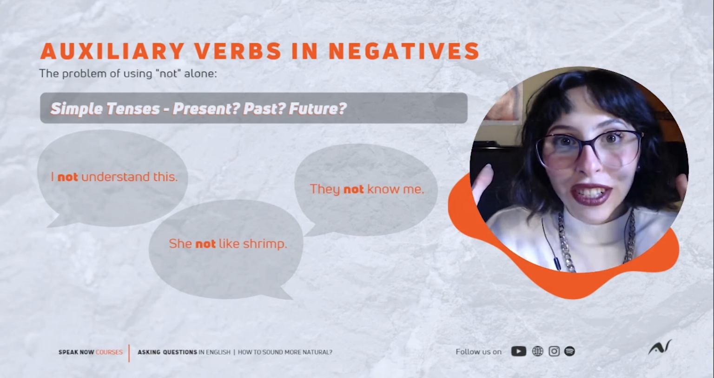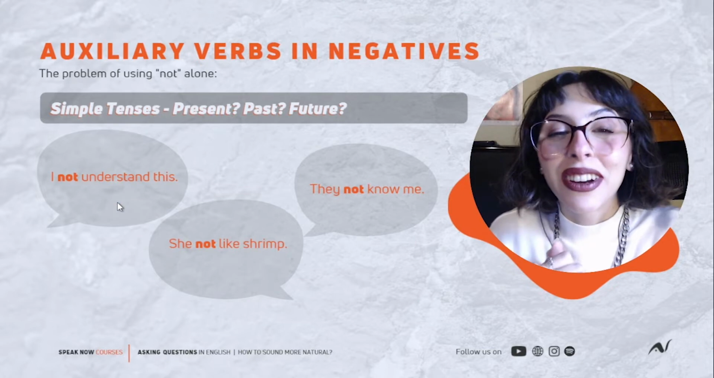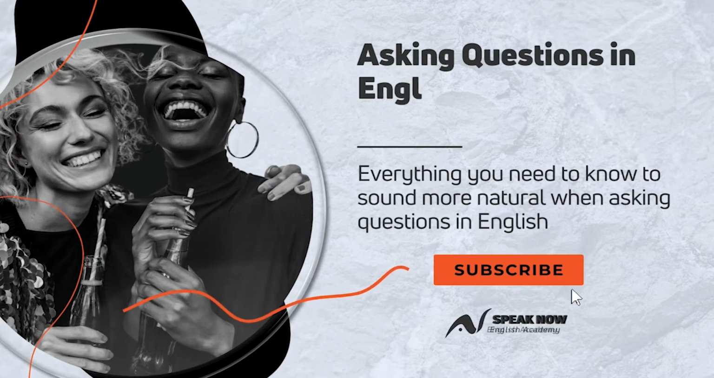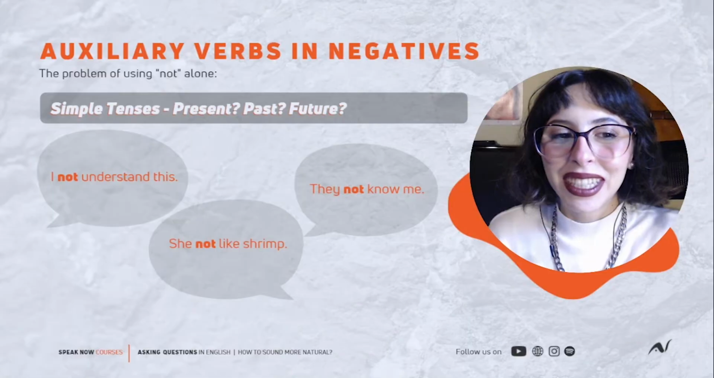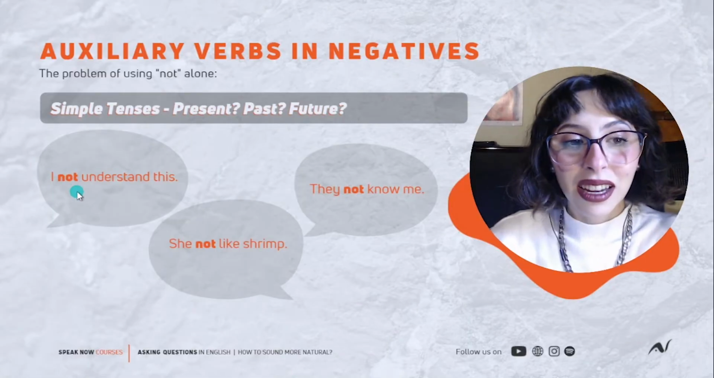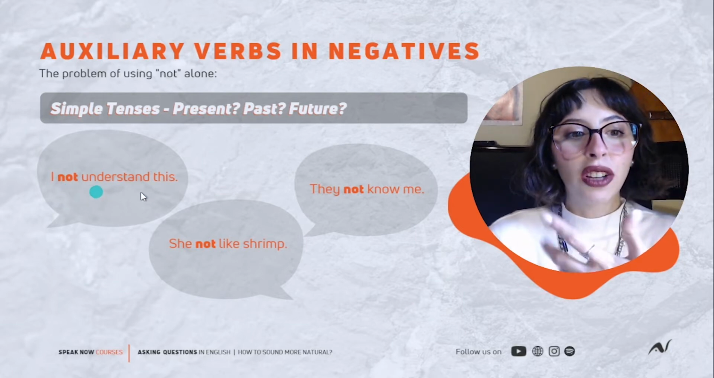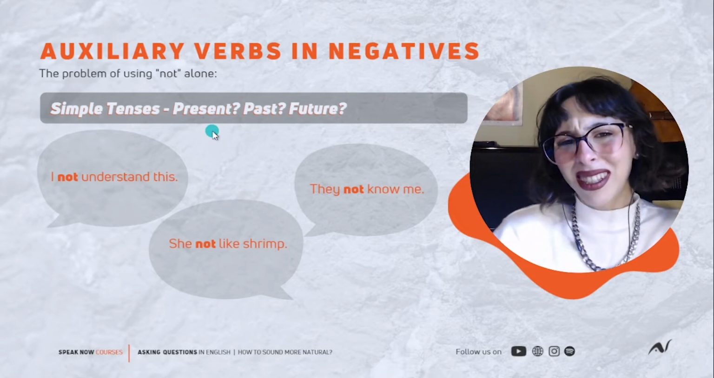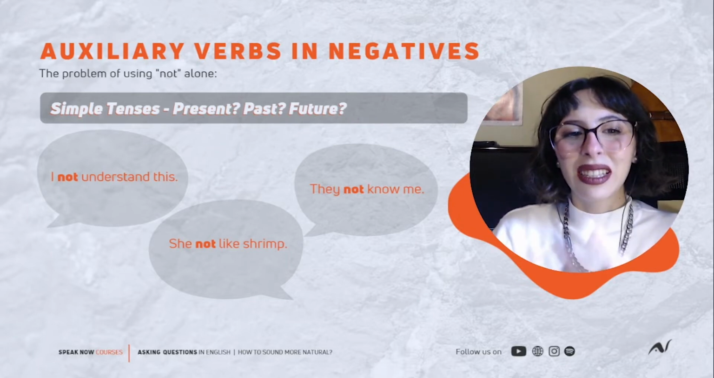I not understand. We are here to our third lesson. And yes, it's not possible to understand this. Guys, there's a big problem using not alone. You see, I not understand this. Is it present? Past? Future? I don't know what tense you are using.